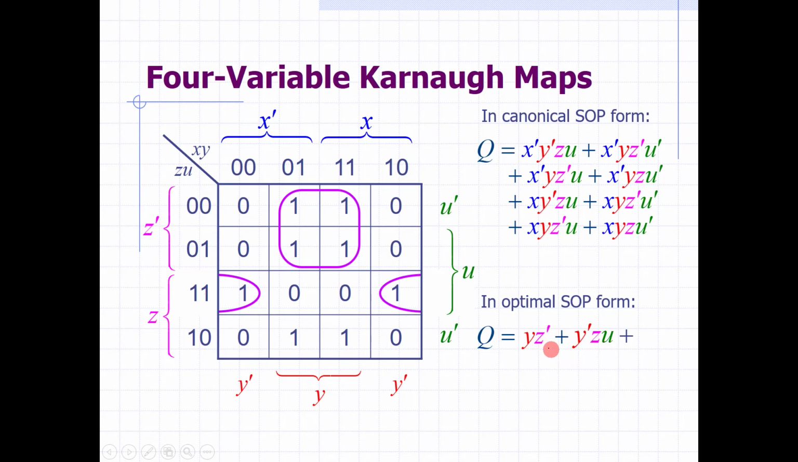See how a group of 4 only has 2 variables, and a group of 2 has 3 variables. So you can see why you want to have larger groups, because they have fewer variables.